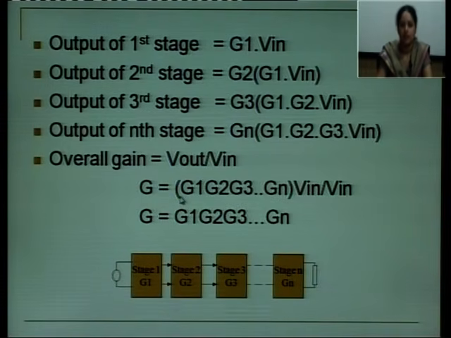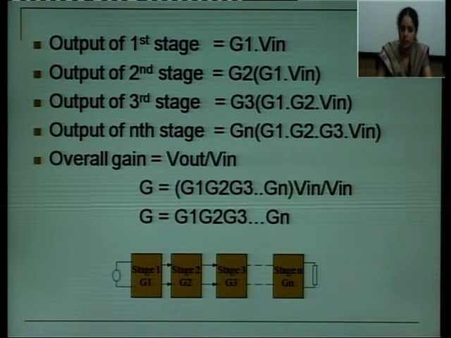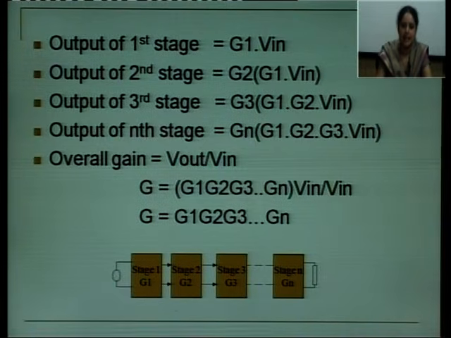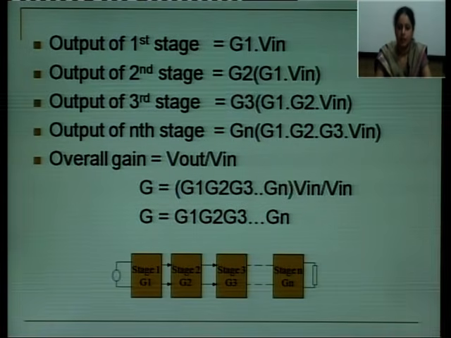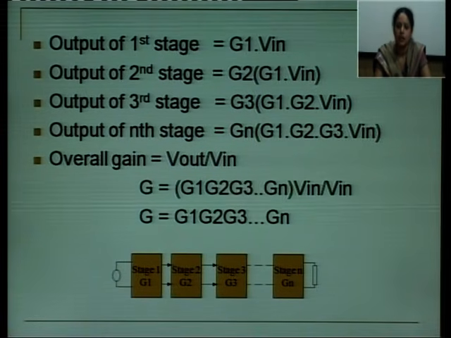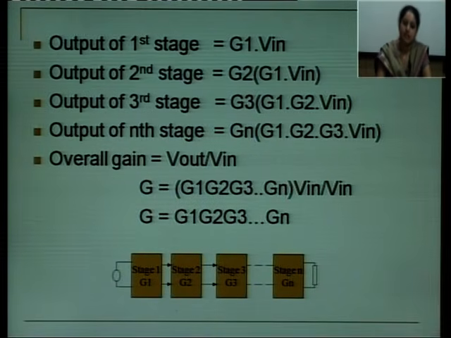Now the overall gain, as we have discussed, is the ratio of V out by V in. Substituting the value of V out we have calculated, that is G1, G2, G3 up to Gn into V in, we get the gain equal to G1, G2, G3 up to Gn. In a simple statement, the gain of a multi-stage amplifier is simply the multiplication of the individual gains of the stages: G1 for stage 1, G2 for stage 2, G3 for stage 3.